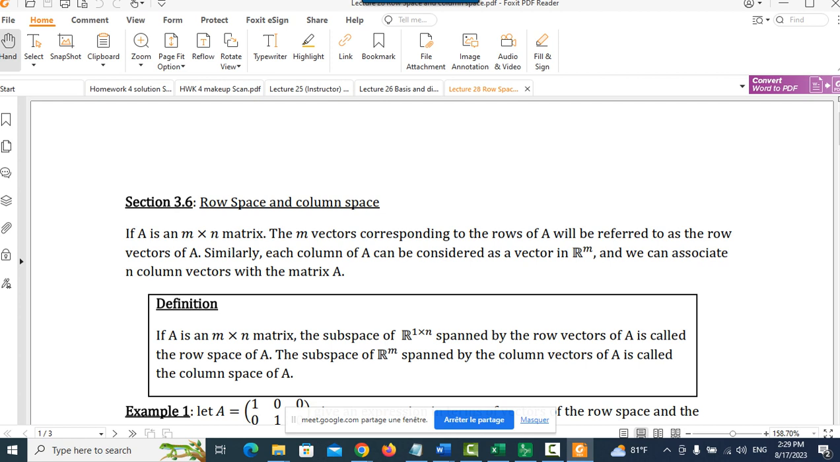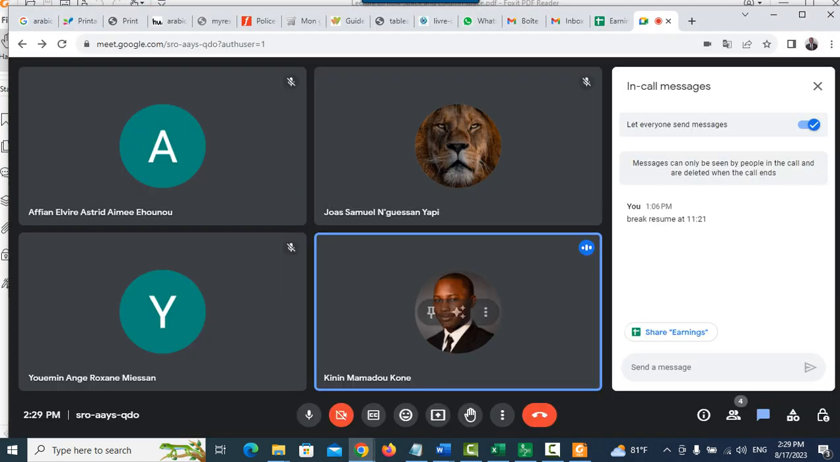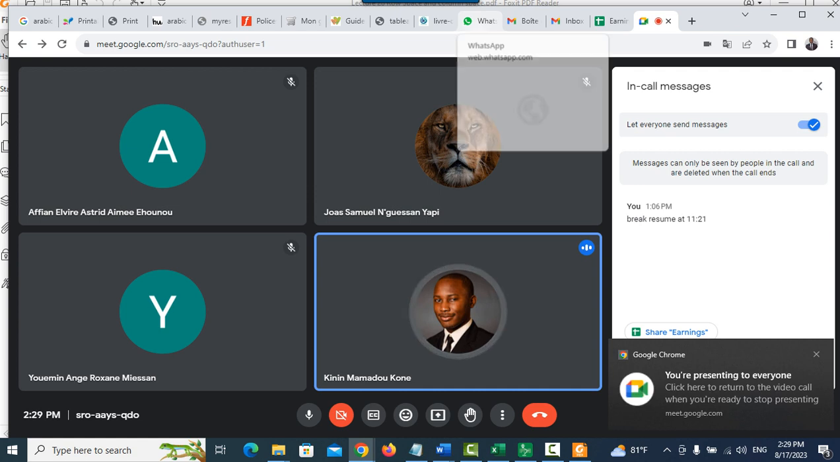So row space and column space. Hold on one second, it's coming.